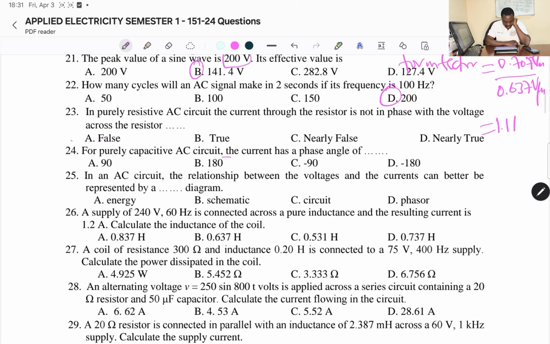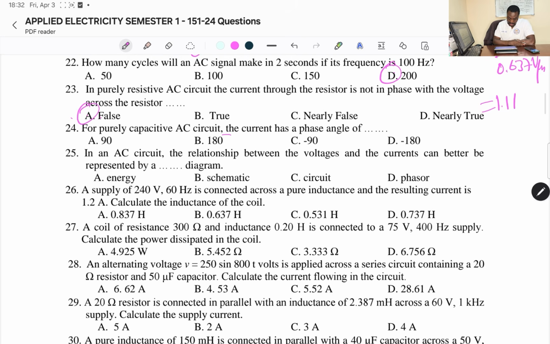Question 23. In a purely resistive AC circuit, the current through the resistor is not in phase with the voltage across the resistor. This is false, because in a purely resistive AC circuit, the current and the voltage are in phase, since they have a phase angle of 0 degrees. So this is false. So A.